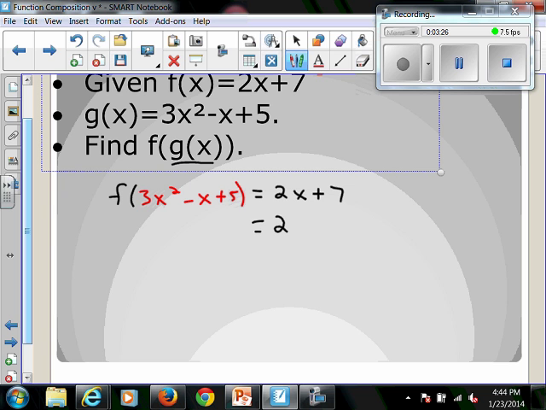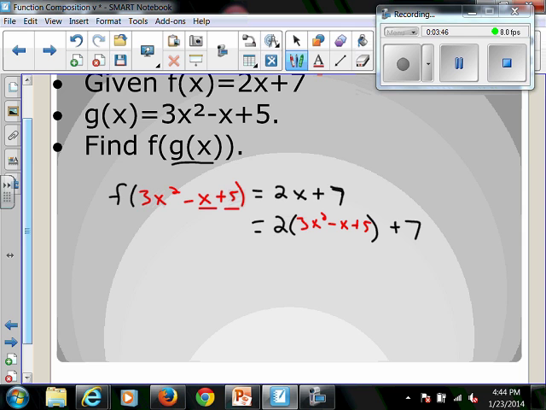Everywhere where I see an x, I'm going to put parentheses. Put in the parentheses the same thing as up top: 3x squared minus x plus 5. Distribute. 6x squared minus 2x plus 10 plus 7. Now combine like terms. Now we have to remember to check. We're going to check the same way here as we did back in that first problem.